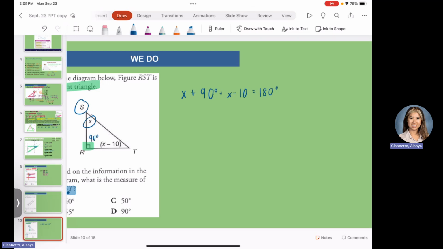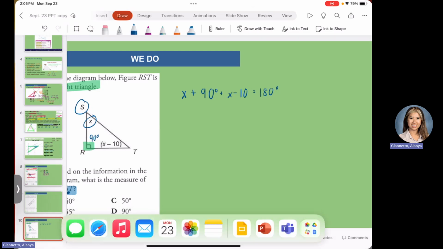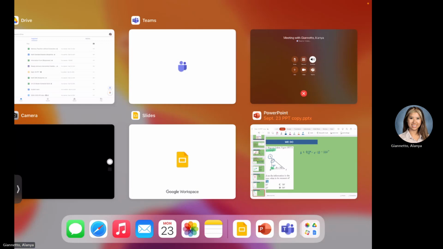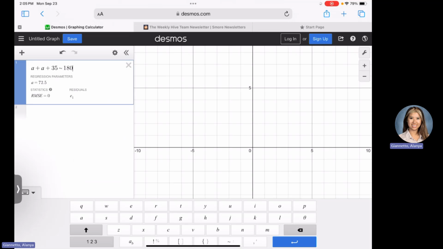Okay, so this time I am going to show you on Desmos how to type in this equation to get the answer. Remember that we have to change two things. We have to change our letter, our variable, and we have to change the equal to sign to a tilde. Okay, so I'm going to go ahead and write a instead of x. So a plus 90 plus a minus 10 tilde 180 degrees. So remember that you can find the tilde on your screen. It's right here at the bottom.